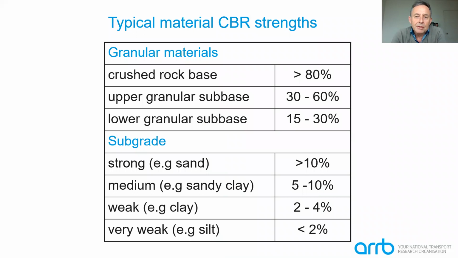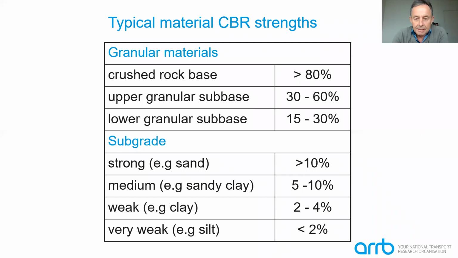And these are some typical CBR strengths, and 100% was the reference value for a limestone in California. So all the other values are relative to that California limestone. Typically for an Australian crushed rock base, they're generally above 80%, and some in Victoria might be 120%, so better than the Californian limestone. For the upper sub-base layers, typical CBRs might be 30 to 60, whereas for lower sub-base layers, it might be 15 to 30.